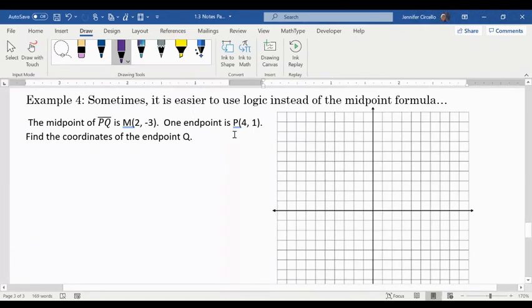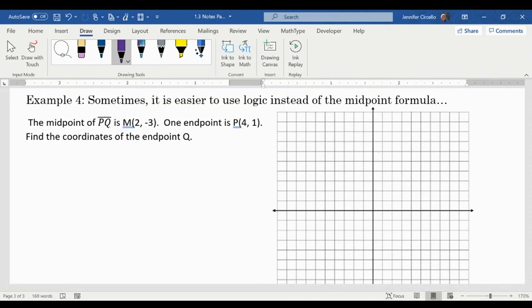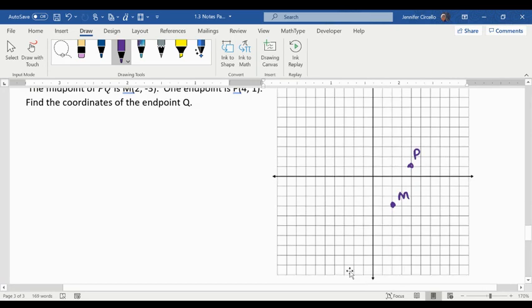I'll do it with the midpoint formula first, and then we'll talk about the logic to do it without the midpoint formula. So the midpoint is at 2, negative 3. That's right here, putting M next to it. And the endpoint is at 4, 1. So that's P.